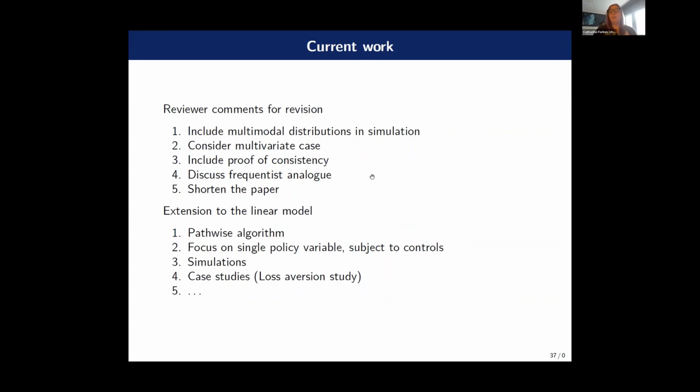They want us to say, how would a frequentist do this? And actually, I think the intersection union test is the way we're going to proceed at the moment on that. And of course, they want us to do all that and shorten the paper. So there'll be an online supplement, I'm sure. And we're also working on extending this to a linear model.